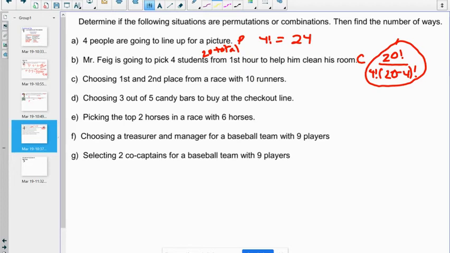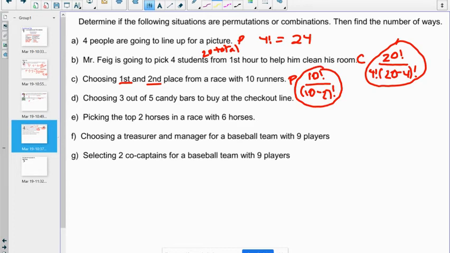Now for part C, we're choosing first and second place in a race. There are different positions, first and second, different rankings. So we know it's a permutation because order does matter. And then we'd set that up as n factorial, which is 10, over 10 minus 2, which is 8 factorial. So that's how you would set that one up.